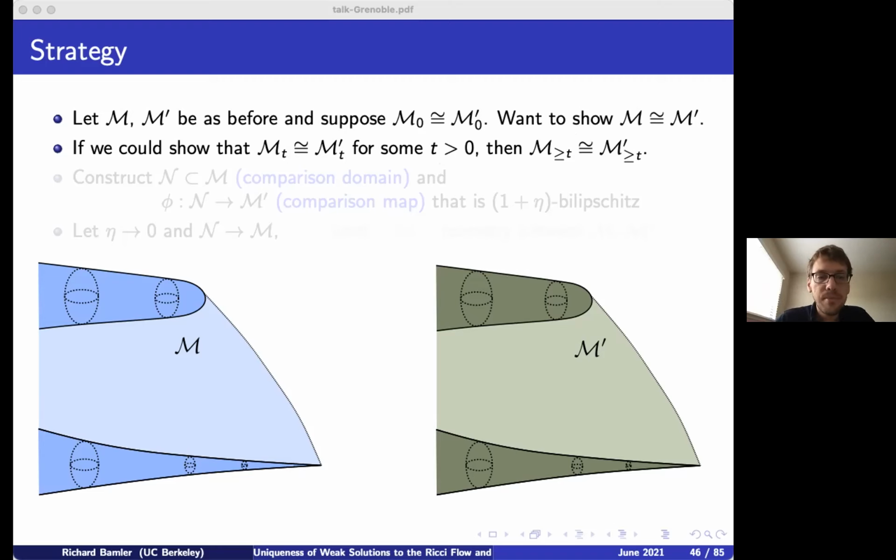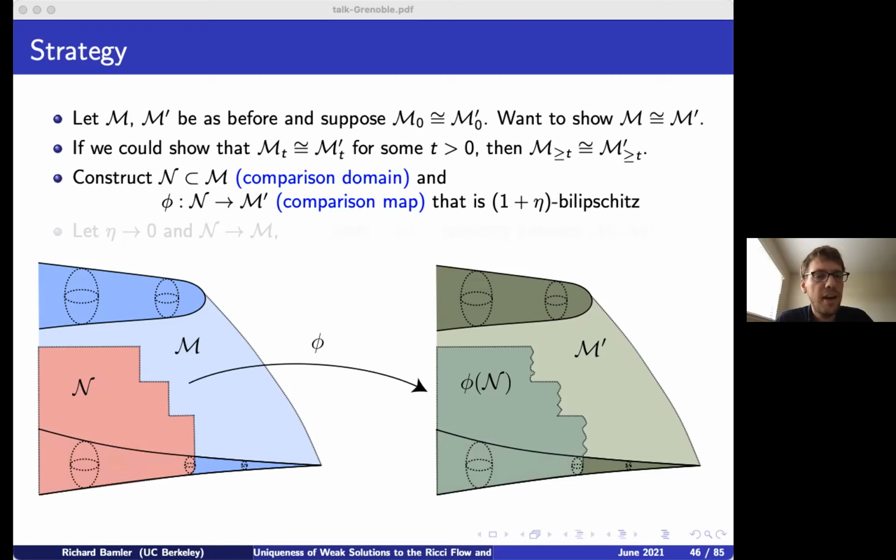how are we going to do this? So roughly, and I'm going to make this more precise later, our strategy will be to construct what is called a comparison domain. I try to draw this in red here, which is some kind of subset of spacetime that stays away from the somehow singular points or from the points of high curvature. And we also want to construct a map phi into M prime that is 1 plus eta bi-Lipschitz for some small eta. Okay? And so this will tell us that this part of the singular Ricci flow will be very close to this part.